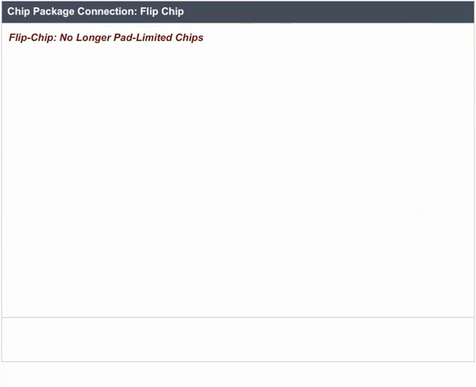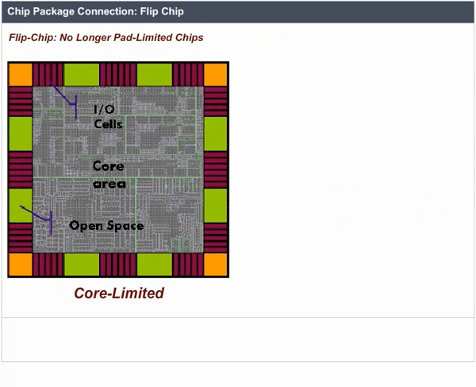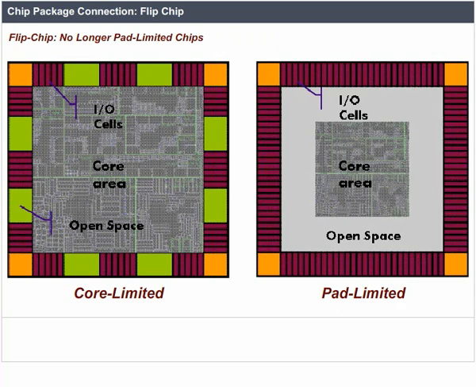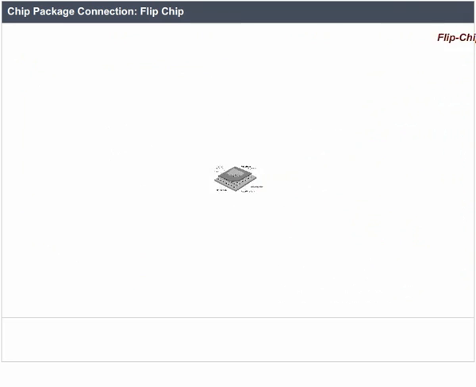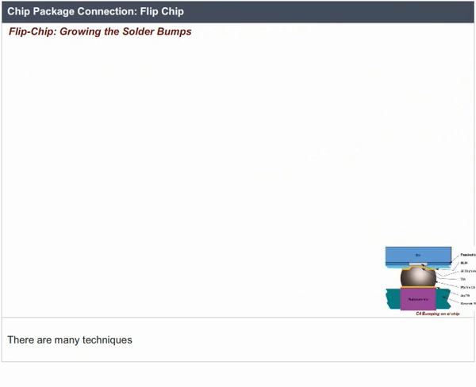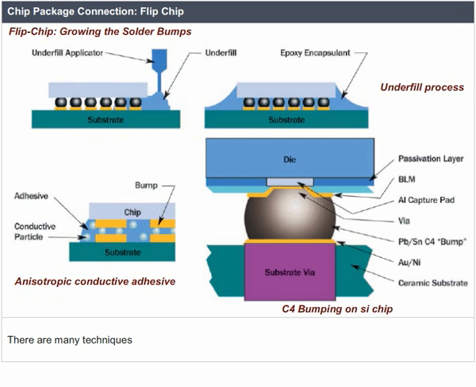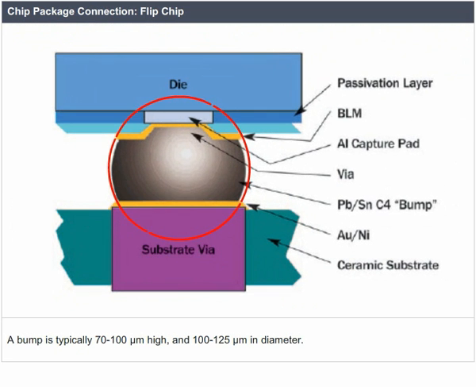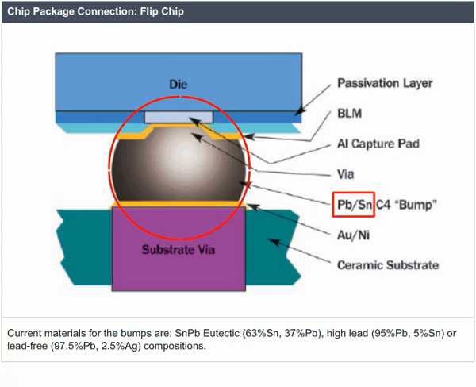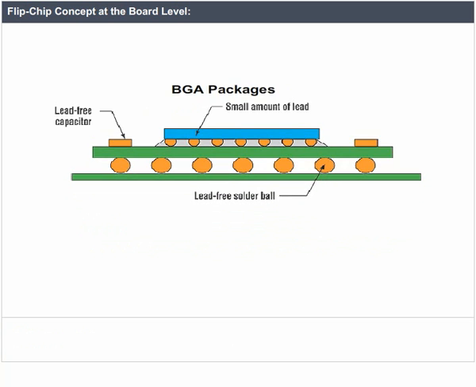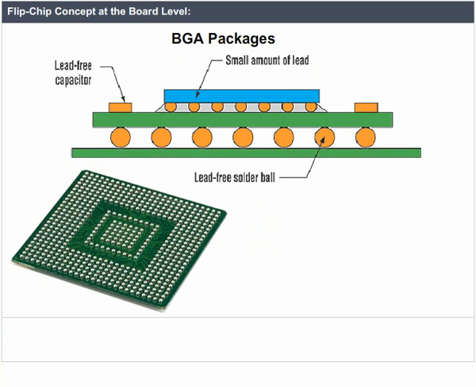Flip chip: no longer pad limited chips. Core limited, pad limited, area array pads. Flip chip: growing the solder bumps. There are many techniques. A bump is typically 70 to 100 μm high and 100 to 125 μm in diameter. Current materials for the bumps are SnPb, eutectic, high lead or lead-free compositions. Flip chip concept at the board level: BGA packages.